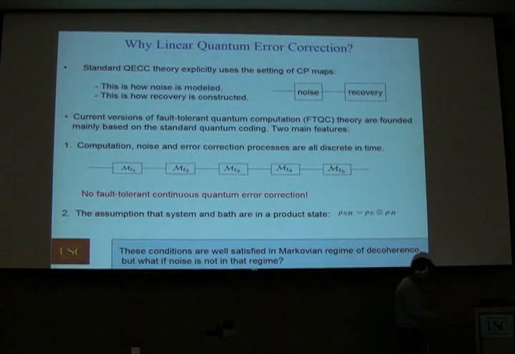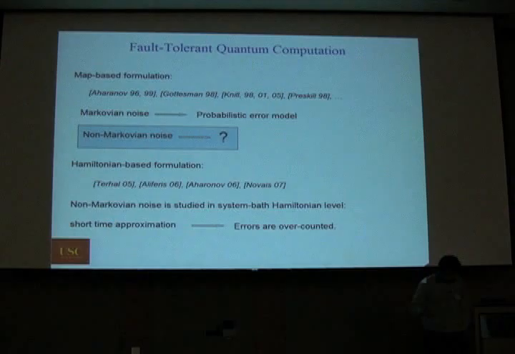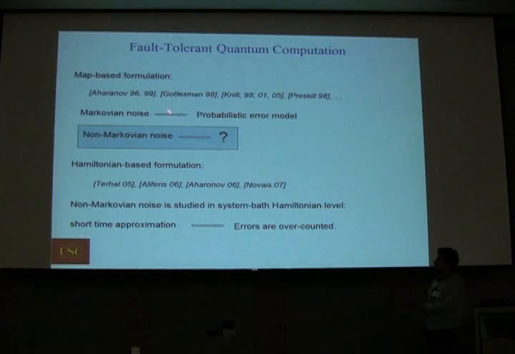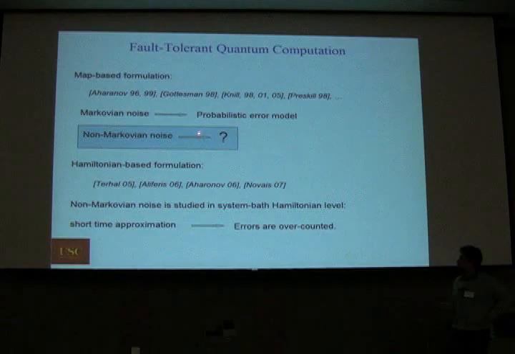Let me classify, or divide, the formulations of fault-tolerant quantum computation into two different classes: map-based and Hamiltonian-based. The map-based are the early works on this problem, and also the major works have been map-based. It means that we are just looking at the dynamics of the quantum computer, not the bath part. And mostly we take a Markovian noise model, which enables us to have a probabilistic error model. But for non-Markovian noise, we don't know what to do. There is no formulation yet.